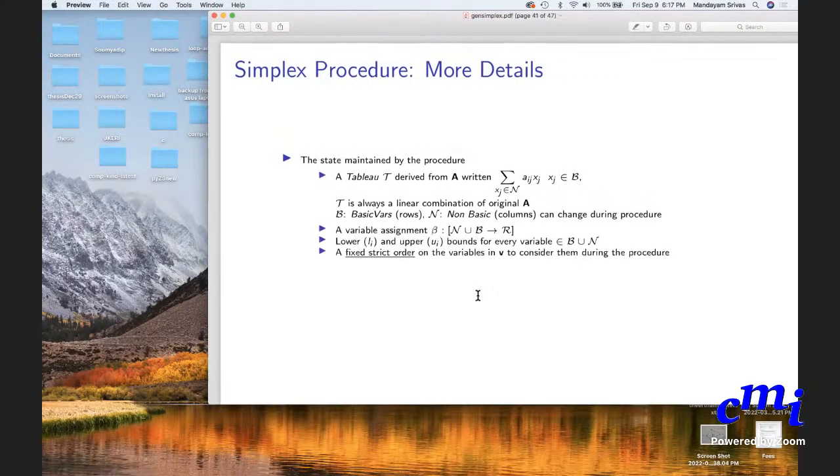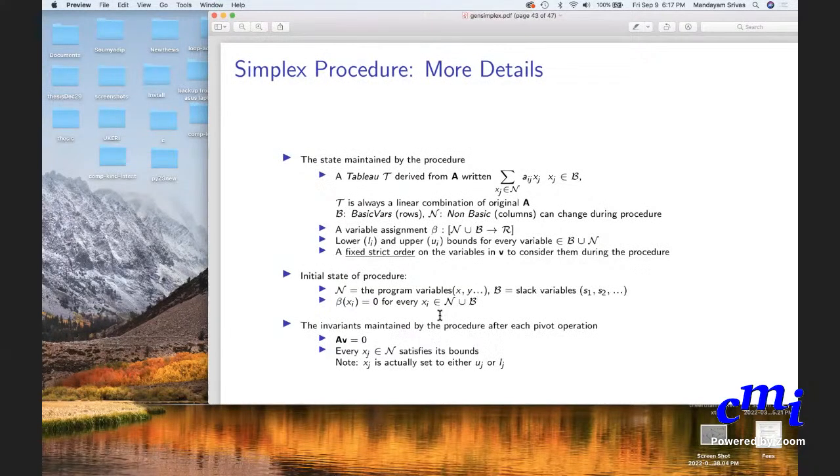The soundness argument, maybe I'll get to it next time. The procedure maintains certain invariants after every pivot operation that are always satisfied after every operation, and that is used to show its soundness.